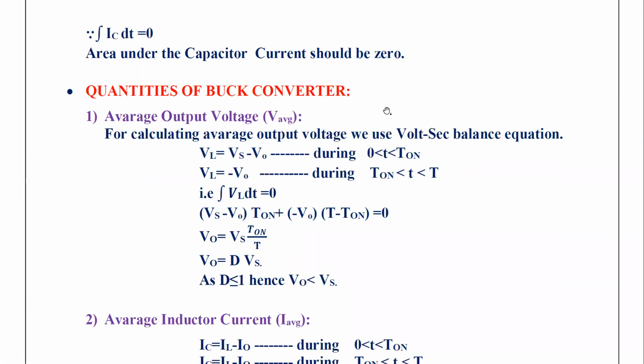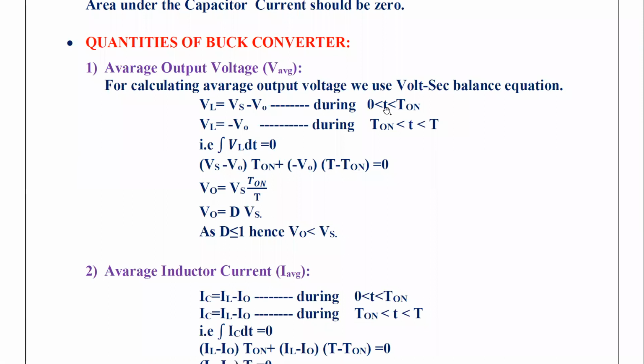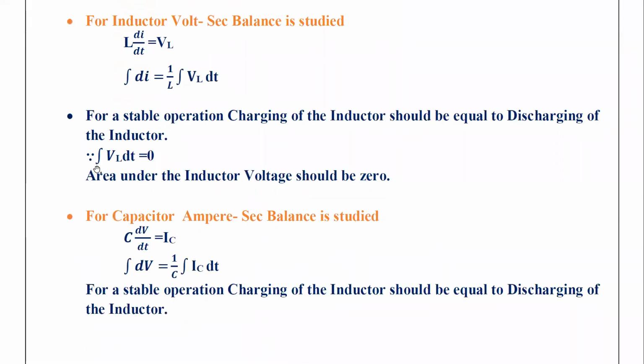And the quantity that you have to calculate for a buck converter is the average output voltage, V average. So for calculating this average output voltage, we have to use the volt second balance equation every time. For all the converters, for calculating average voltage, we have to use the volt second balance equation. The volt second balance equation is what here? Integration of VL dt is equal to 0. Just now we have studied the volt second balance equation: integration of VL dt is equal to 0. This condition you have to take for calculating the average output voltage.